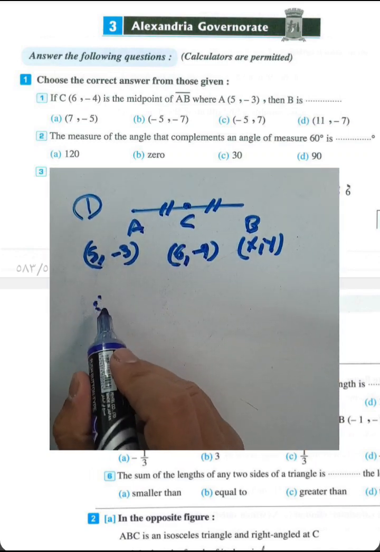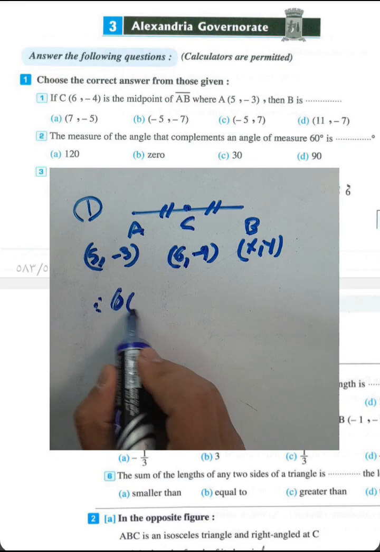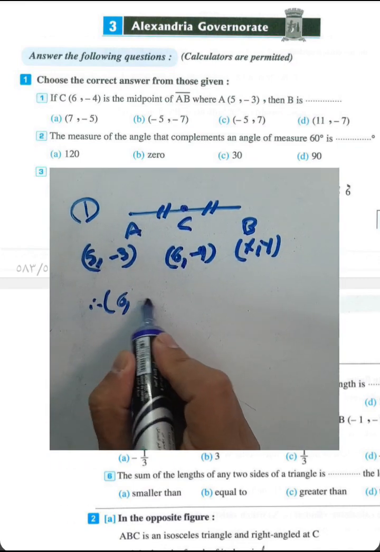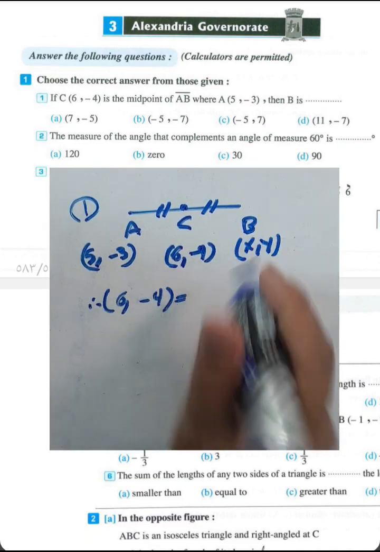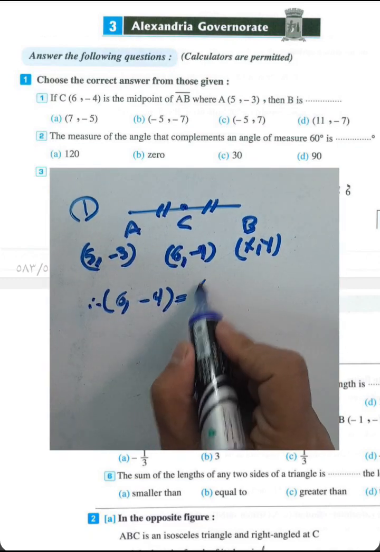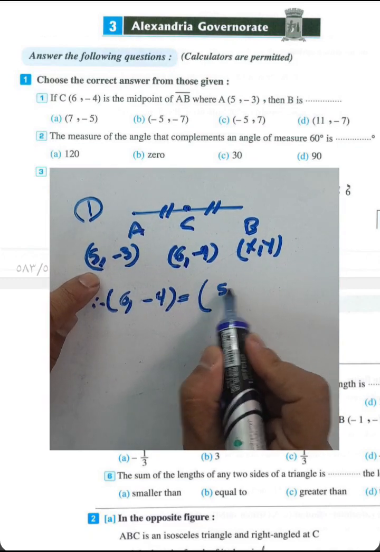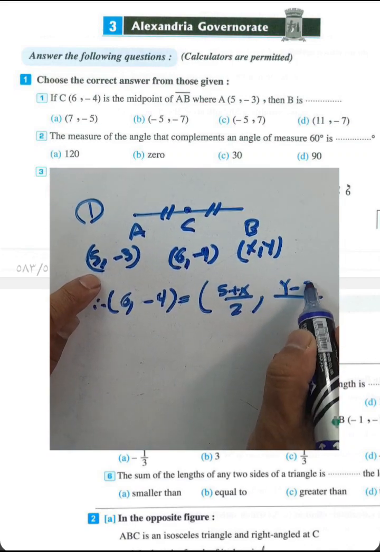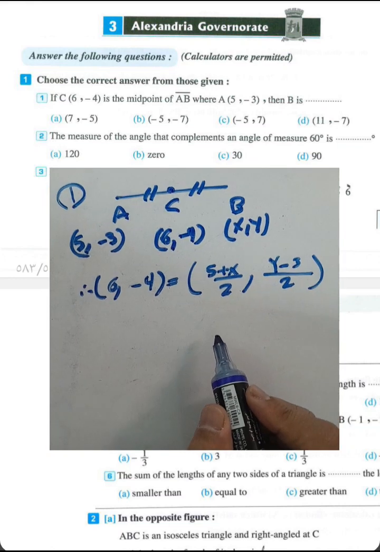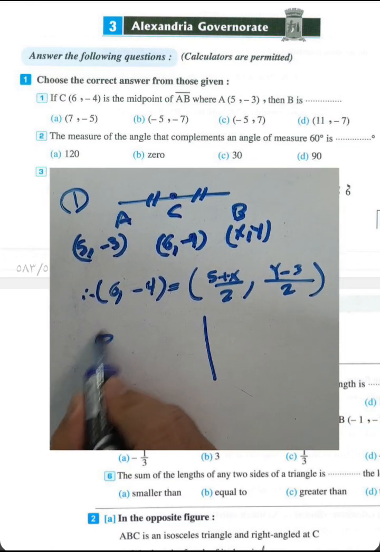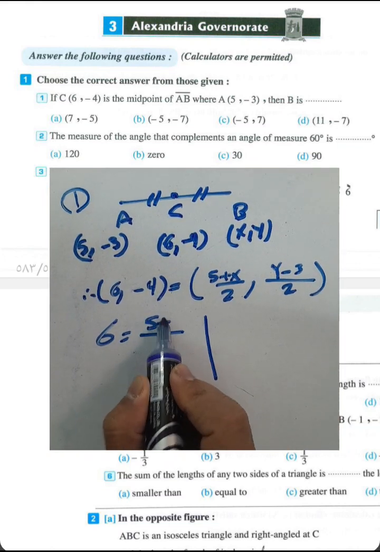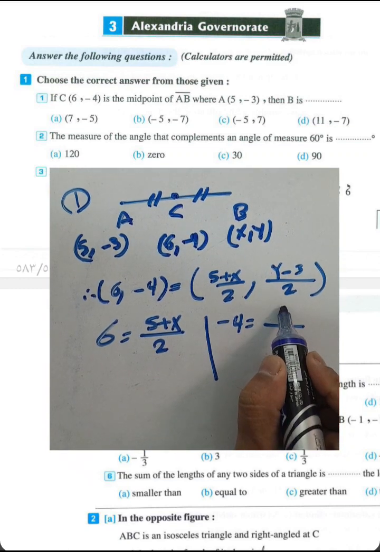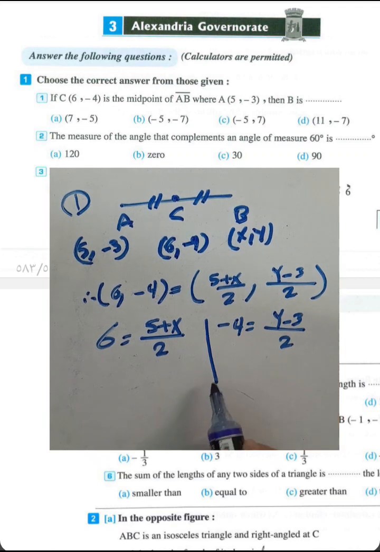Then we can write the rule: (6, -4) is the middle point. It will be (A plus B) divided by 2: (5 plus X) divided by 2, and (Y minus 3) divided by 2.